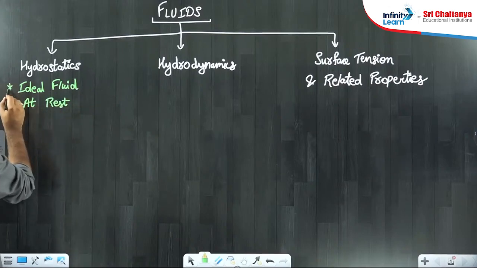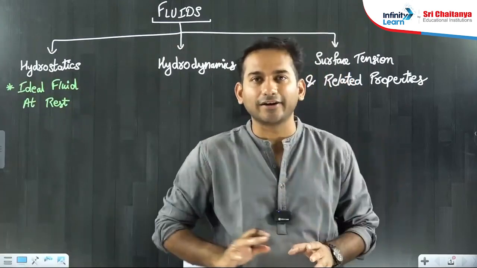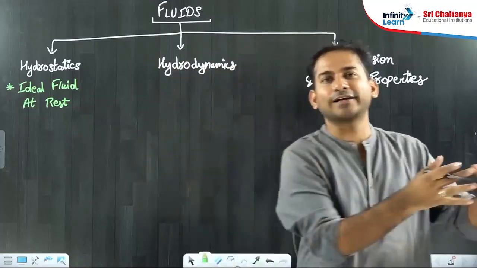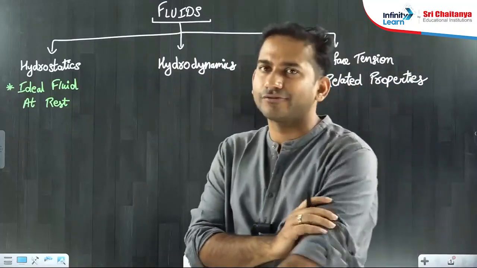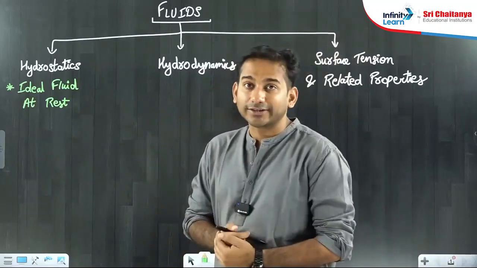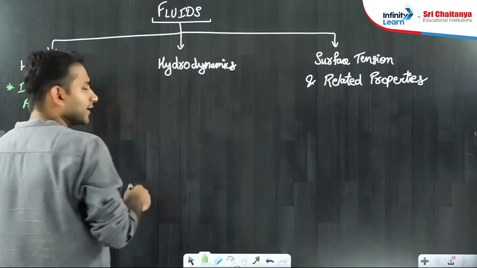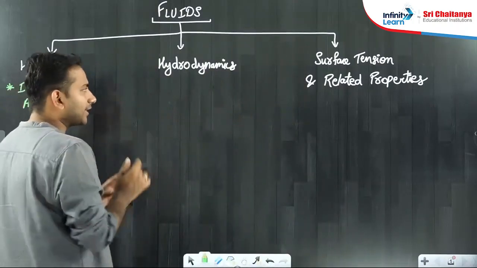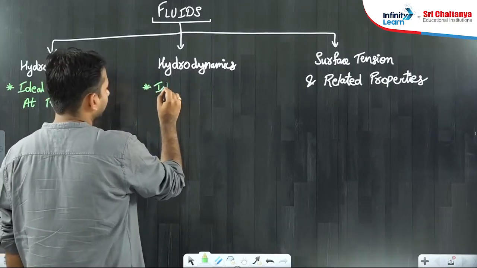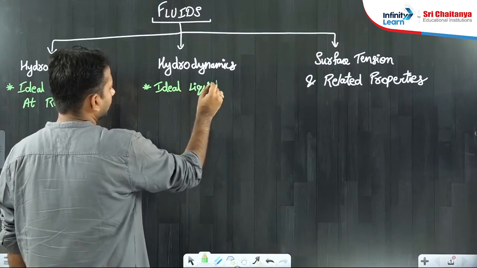Now the fluid should not move with respect to the container, but the container itself can entirely move. I mean, you have kept some ideal liquid in a jar or a beaker, and now you are accelerating the beaker or moving the beaker with a uniform velocity in a certain direction. All those things will be considered under hydrostatics. The fluid should not be moving, but the container in which the fluid is kept, in normal language, can move. Hydrodynamics: ideal fluid or ideal liquid in motion.